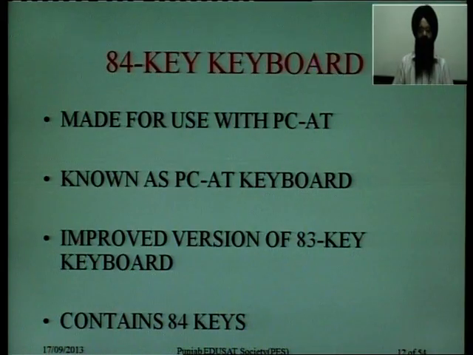Then the next keyboard was one with the enhancement of one key, known as the 84 key keyboard. It was made for use with the PC AT, that is, personal computer with advanced technology, with the advanced microprocessor, and it is also known as the PC AT keyboard. It is the improved version of the 83 key keyboard. There are certain improvements, and also the addition of one key.